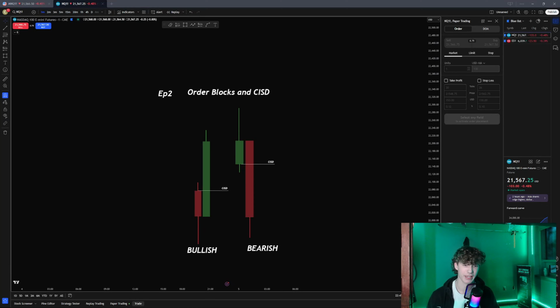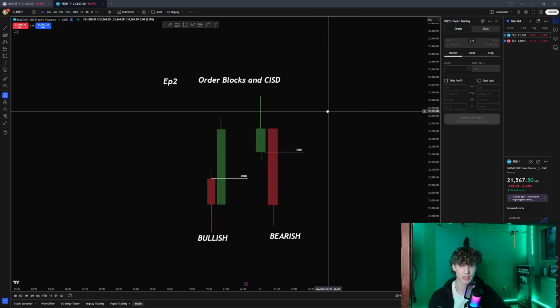Today we are going to be making a video on order blocks and changing the state of delivery, and I'm going to make them into one thing, kind of like the last time, because I think they are sort of the same thing in a way, but there are some clear differences that I will point out. This video should be pretty good and will line up soon in the future to make that entire strategy series come together. So let's just talk about how I look at changing the state of delivery and also order blocks.